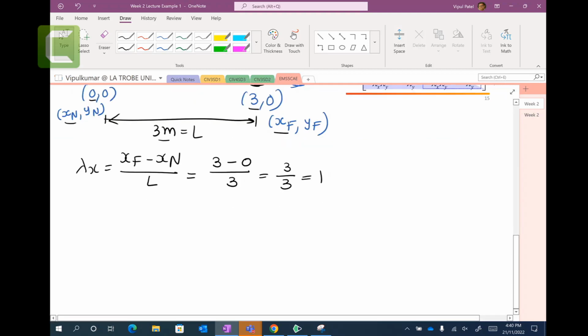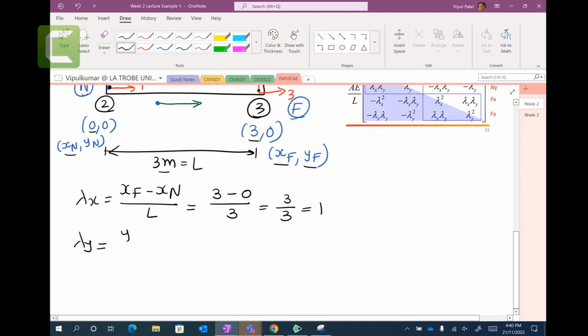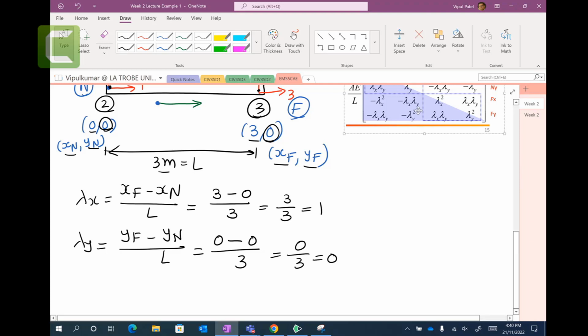Okay, there are no more questions. Lambda y, I can put yf minus yn over L. So that would be 0. yf and yn are 0, length 3, so 0 over 3 is equal to 0. Right? So we have calculated all these values.